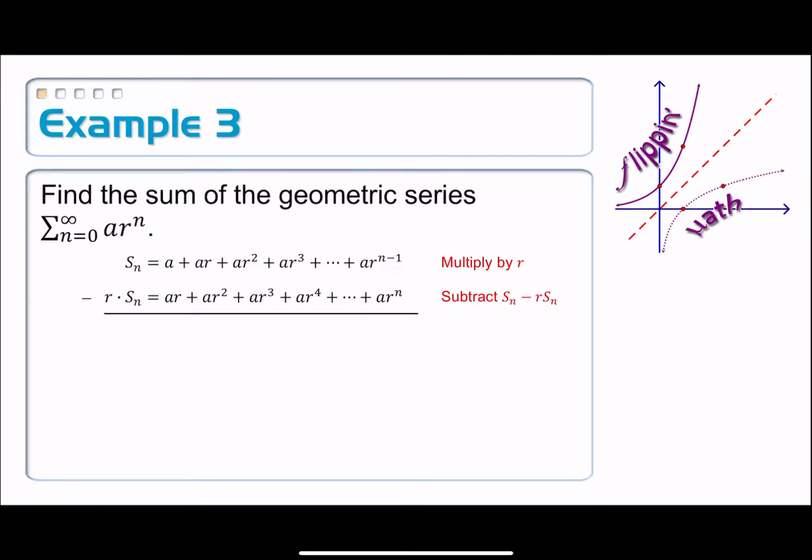And over here on the left-hand side, of course, I'm going to get s sub n, the nth partial sum, minus r times s sub n. But on the right-hand side, lots of stuff is going to cancel, like the a times r cancels, a times r squared cancels, and on and on and on.